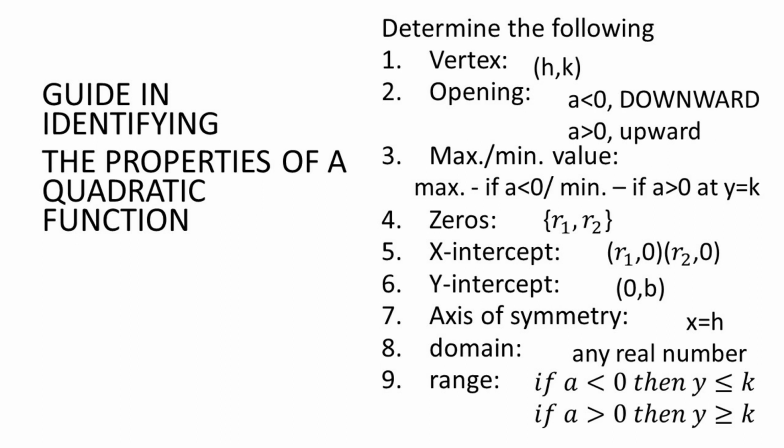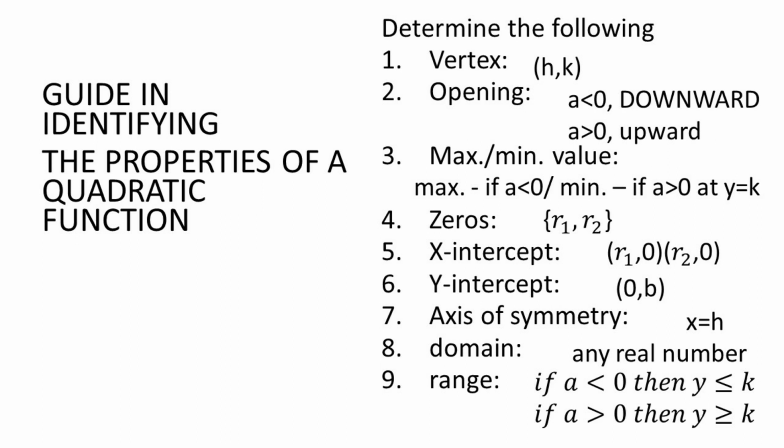Now let's have the x-intercept. So to get the x-intercept, you just need to use the zeros and make it an ordered pair. So you have (r sub 1, 0) and (r sub 2, 0). If we are to identify the coordinates of the y-intercept, we just need to substitute 0 for x, or f of 0, to identify the coordinates of our y-intercept, which is (0, b).